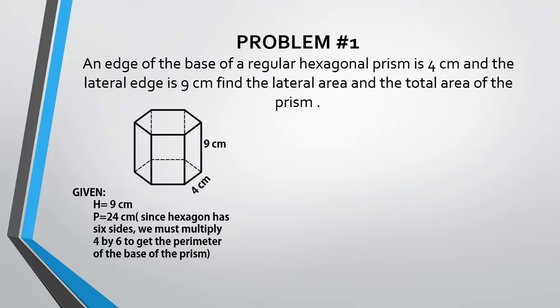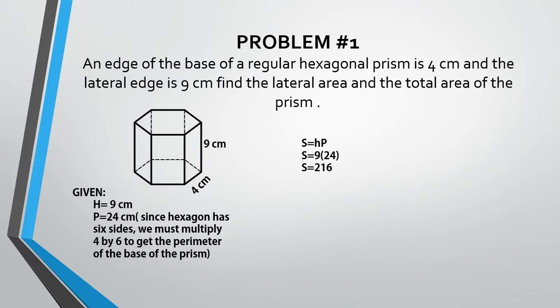Now, to get the lateral area, we need to use the formula S is equal to HP, where H is equal to 9 and P is equal to 24. Since a hexagon has 6 sides, we must multiply 4 by 6 to get the perimeter of the base of the prism. And 9 multiplied by 24 is 216.